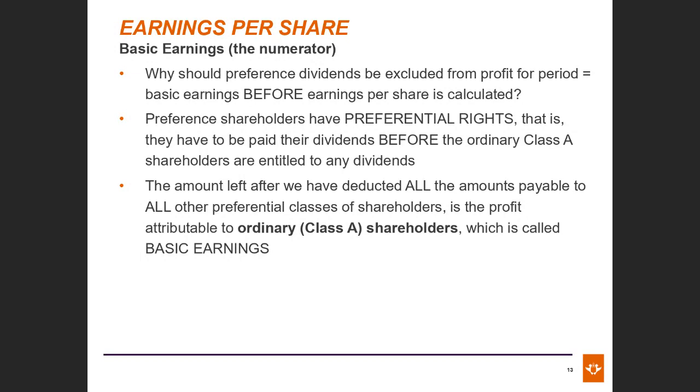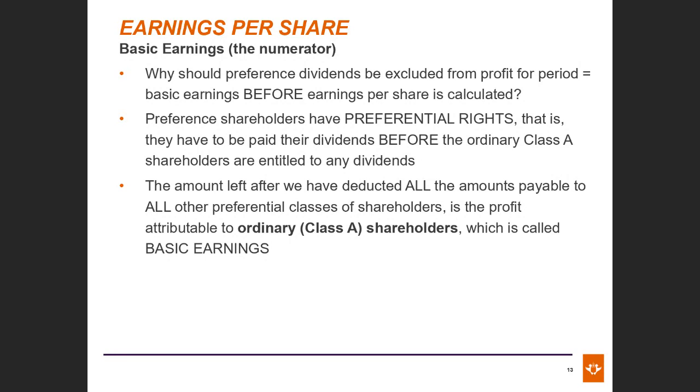Okay. So preference shareholders have preferential rights. You guys said that, which was 100% correct. That is, they have to be paid their dividends before ordinary shareholders are entitled to any dividends. So the preference shareholders will be paid first, and then we will see what is attributable to the ordinary shareholders. So the amount left over after we have deducted all the amounts payable to all the preference shareholders, this will be the profit that is attributable to our ordinary shareholders. And this is known as your basic earnings.